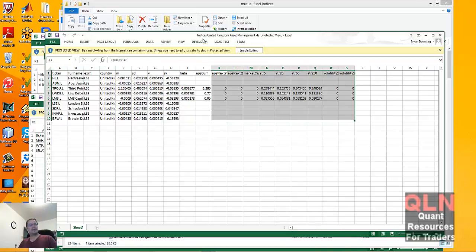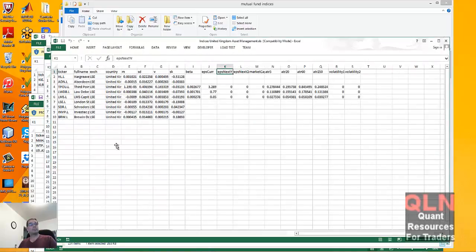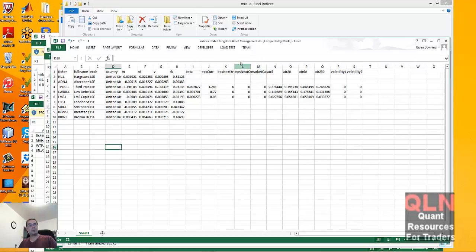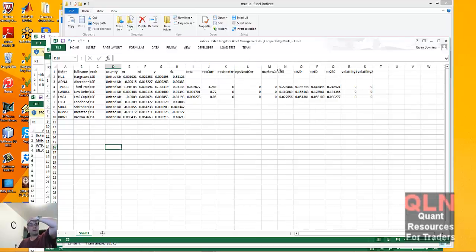This is an index for the United Kingdom for the sector asset management. Now it's going to have the same things: the exchange, the country it's from, the mean, standard deviation, volume, skewness, beta, earnings per share current, next year, next quarter, market cap, the ATR for 5-day, 20-day, 60-day, 250. And of course we're not capturing the volatility.